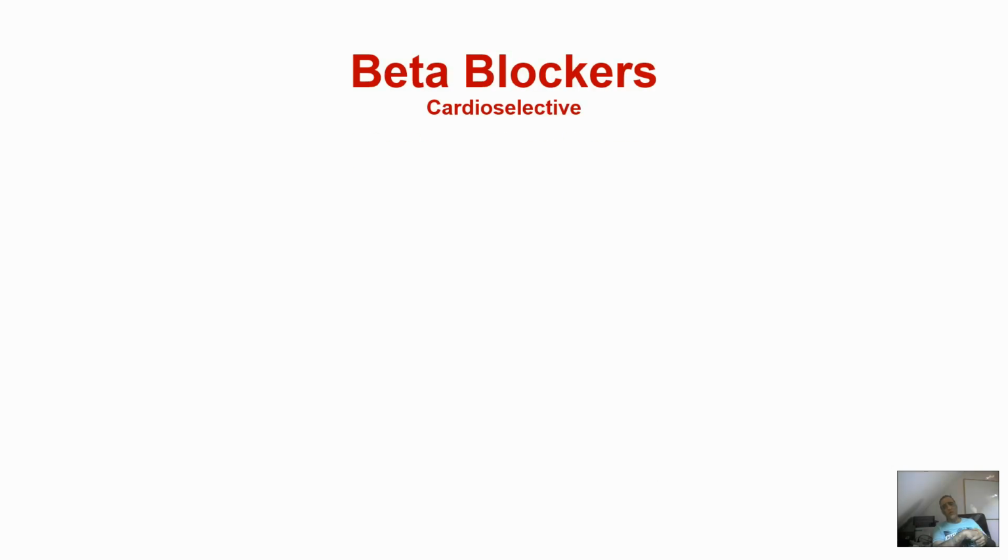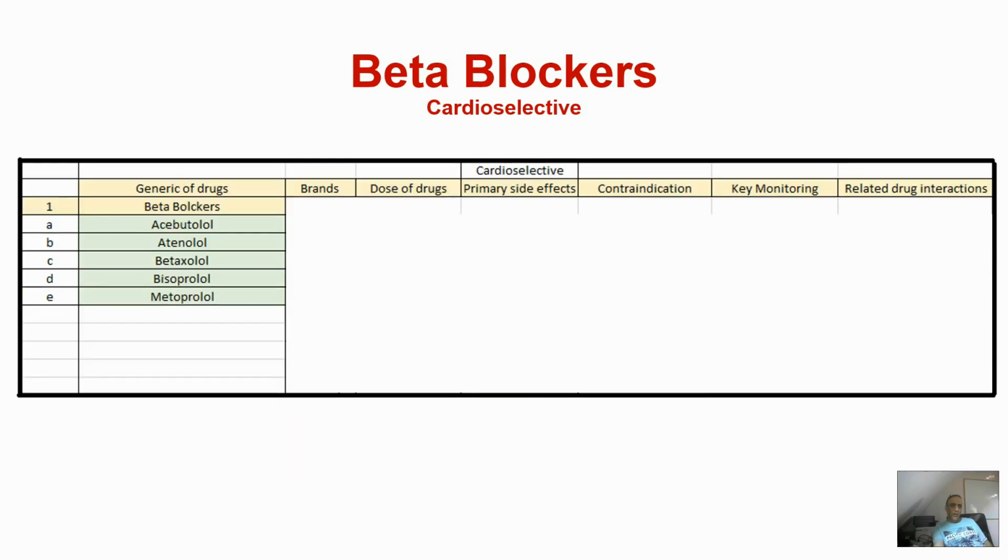The first group of the beta blockers we start to study today is the cardioselective group. The cardioselective group, mainly at lower doses, affects the heart, mainly acting on beta 1. The first group of these drugs is Acebutolol, Atenolol, Betaxolol, Bisoprolol, and Metoprolol.